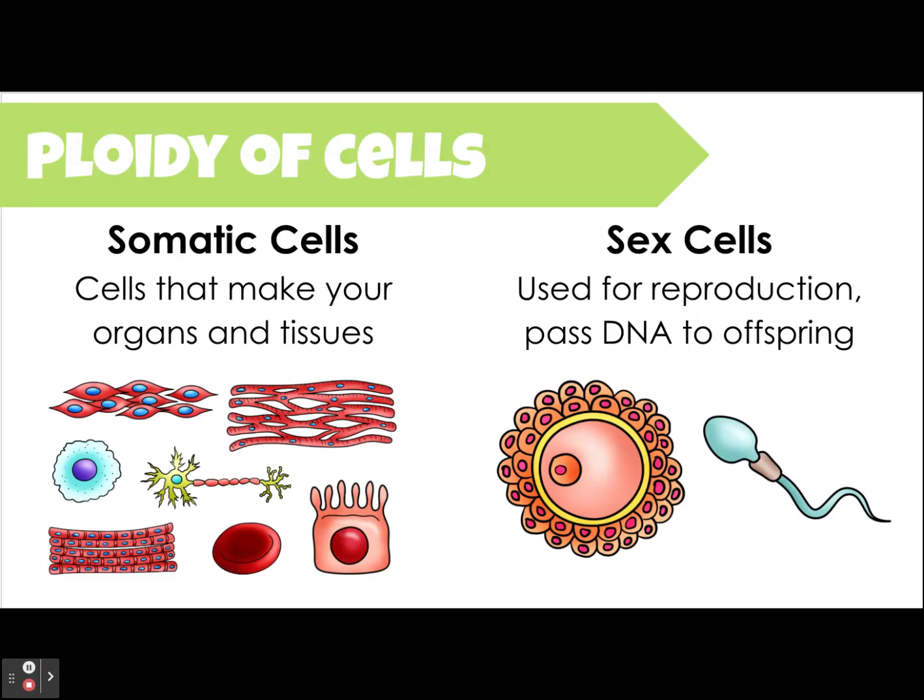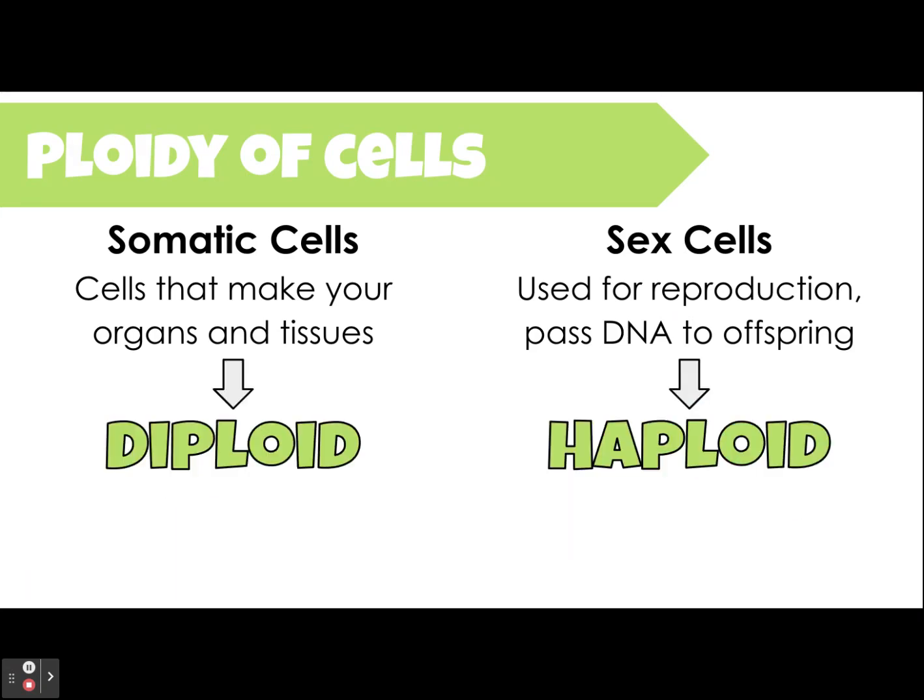And we can group cells into two categories. Somatic cells, which are the cells that are typically your body cells. They make up your organs, they make up your tissues, things like muscle cells, skin cells, blood cells, nerve cells, and so on. Whereas your sex cells, these are specific types of cells that are used for reproduction and passing DNA down to offspring. And these two types of cells have different ploidy numbers, different amounts of chromosomes.